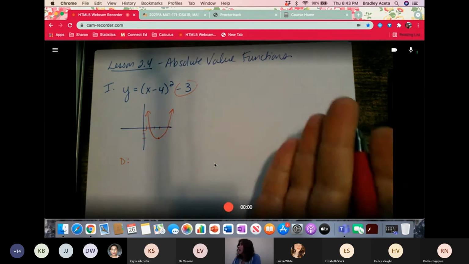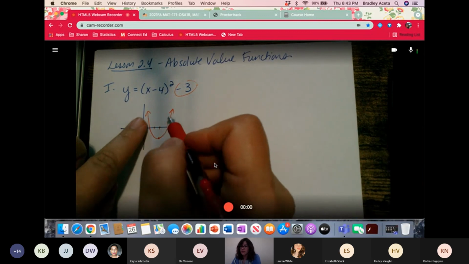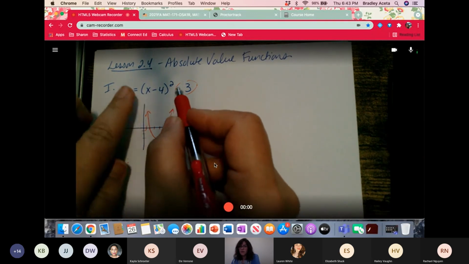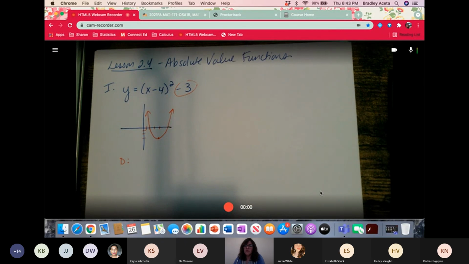If I said, how wide is this parabola going to get? How wide is this going to go? Again, even though it looks like they're just going right here, they're going to keep going and going and going and going and going. They're going to get very wide.